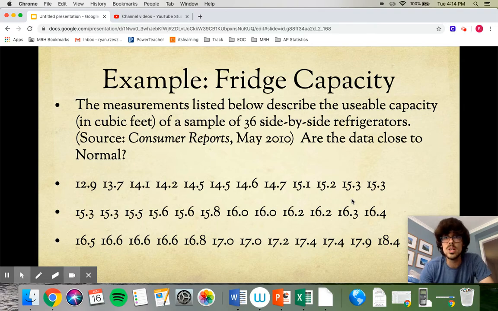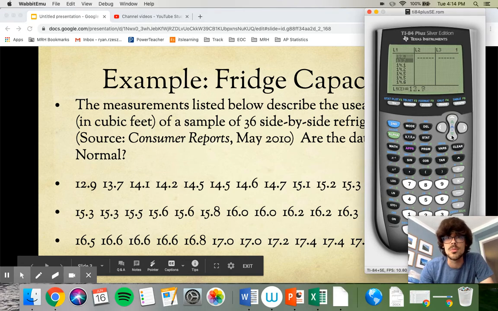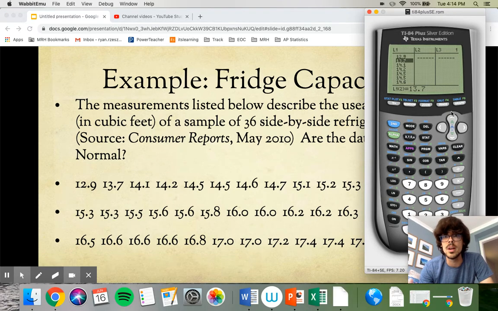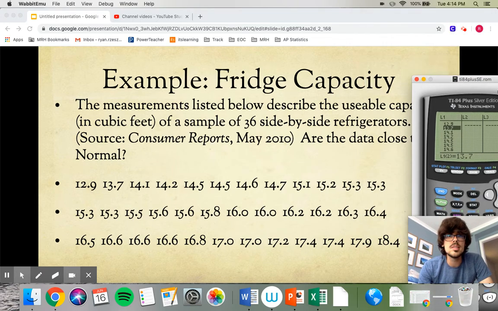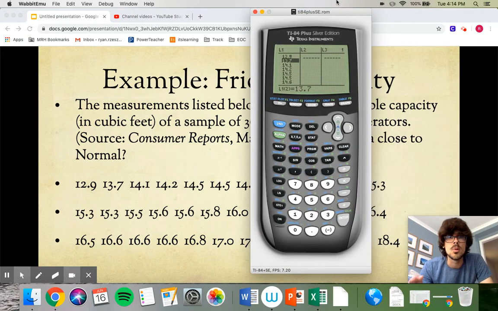What you need to do is graph your data. And rarely will we ever want to graph things by hand. We're just going to use our calculator. So I went stat edit and I typed in all of these. These are measurements about something about a refrigerator. It's not even important what it's about, the space inside them or something like that.